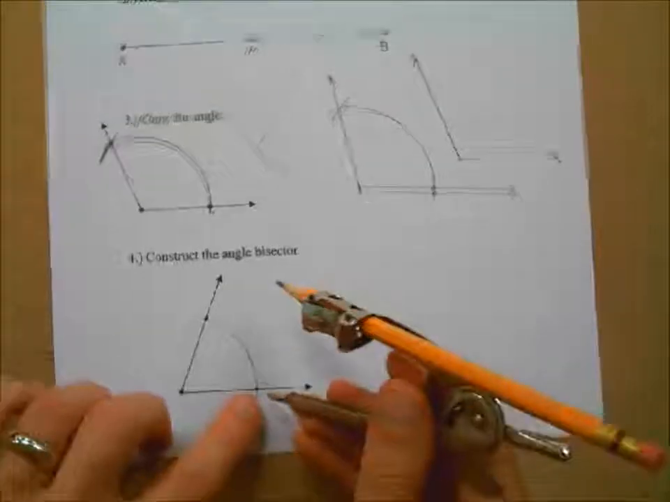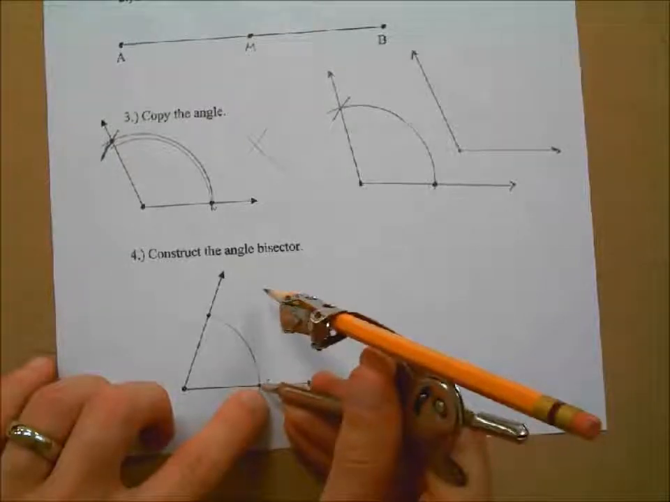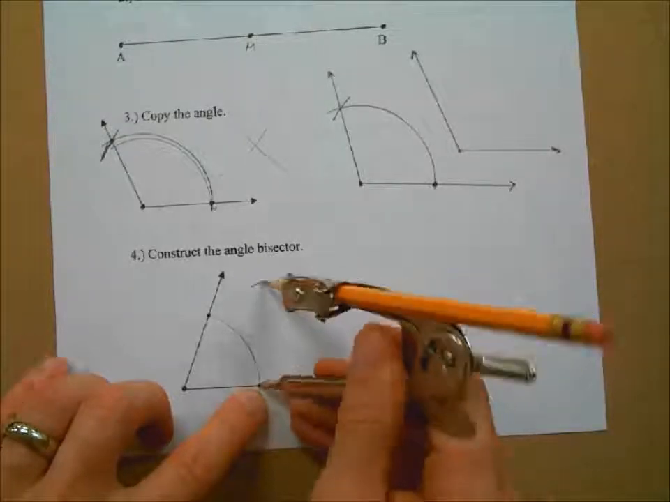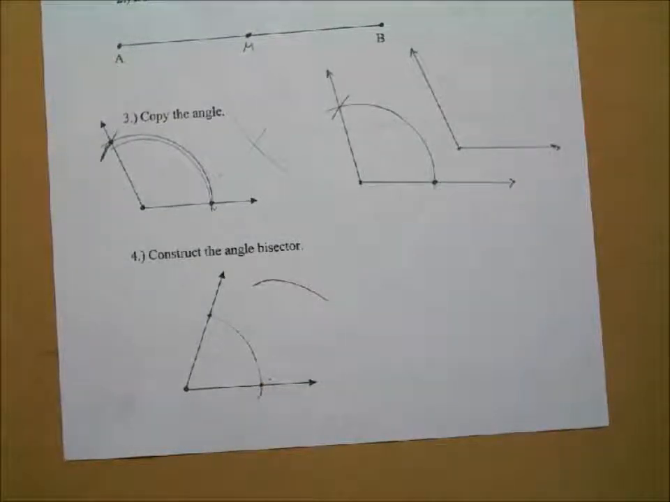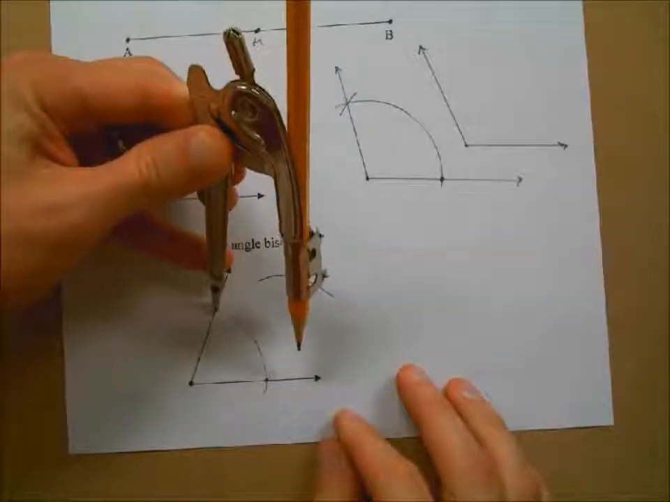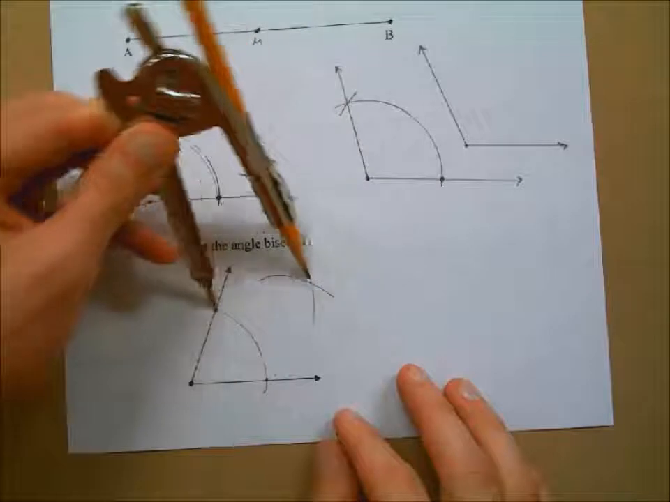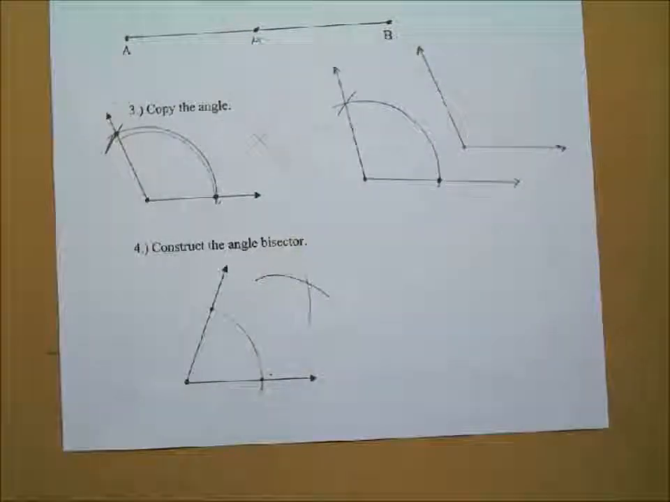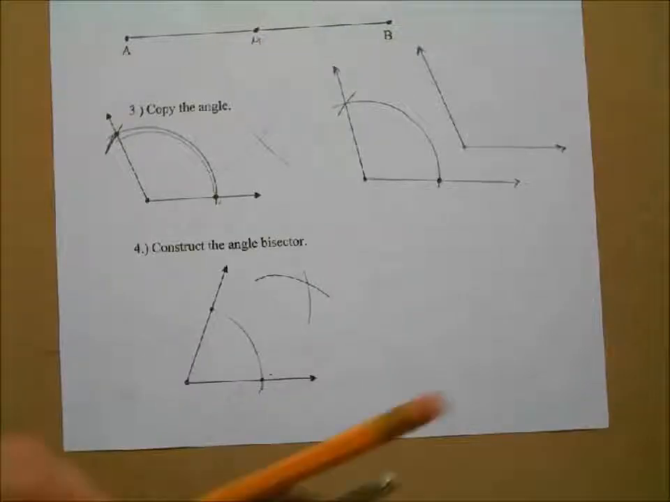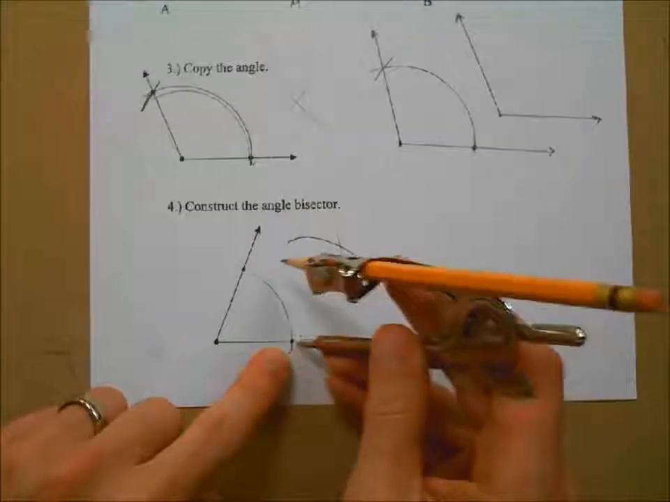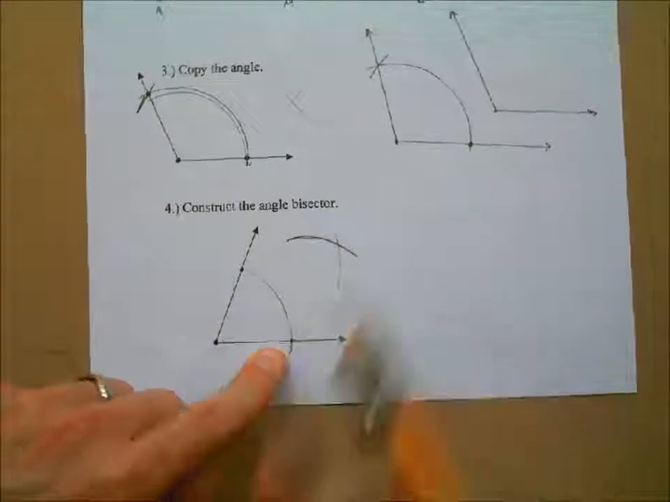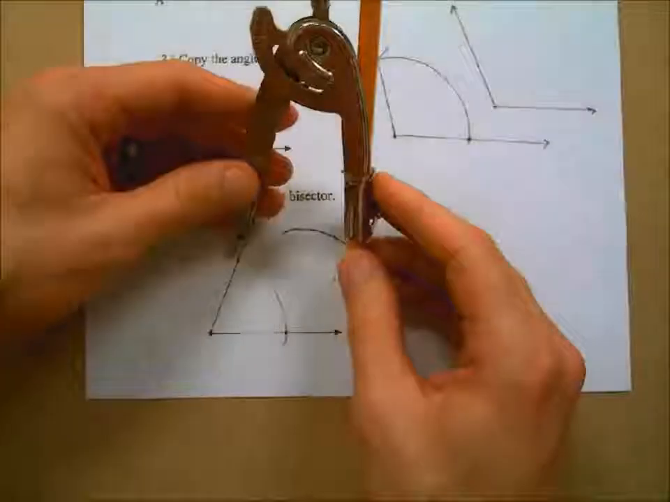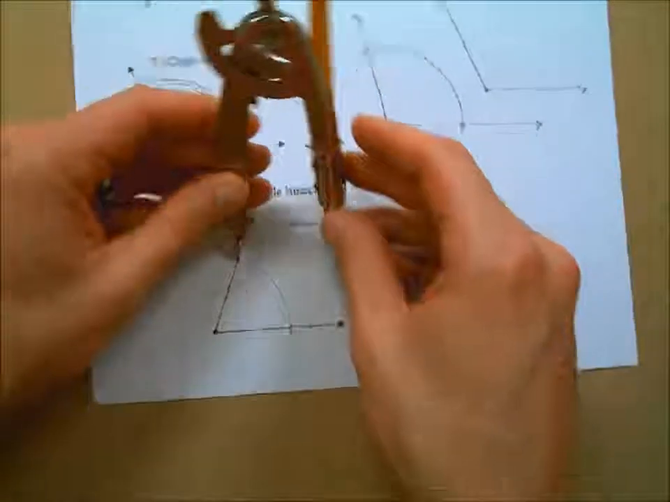put your compass point on that new point that you created and swipe into the interior of your angle. Okay, and then without opening or closing your compass, put the compass point on the other new point you created, swipe into the interior of your angle. So they crisscross. So again, compass point on this new point here. Okay, and swipe into the interior of your angle. And then don't open or close your compass, swipe into the interior again, and they should intersect.